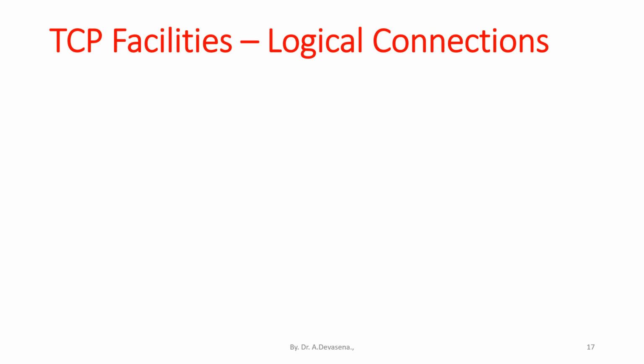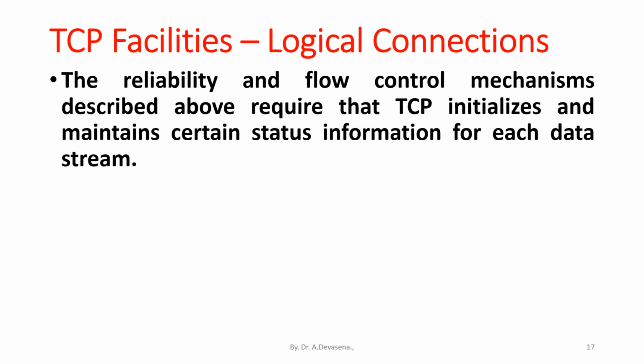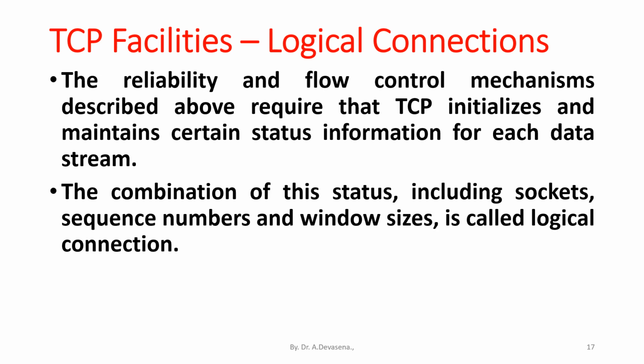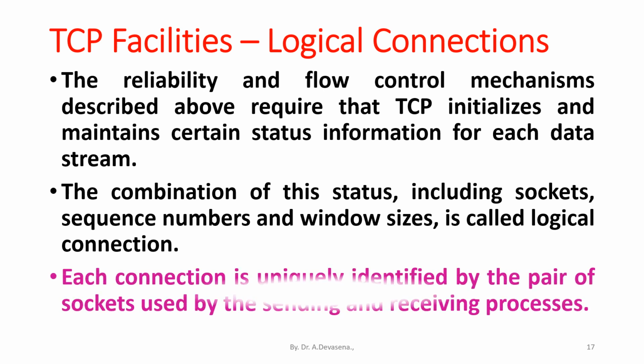We see the logical connections facilities. The reliability and flow control mechanisms described above require that TCP initializes and maintains certain status information for each data stream. The combination of this status, including sockets, sequence numbers, and window sizes, is called a logical connection. Each connection is uniquely identified by the pair of sockets used by the sending and receiving processes.